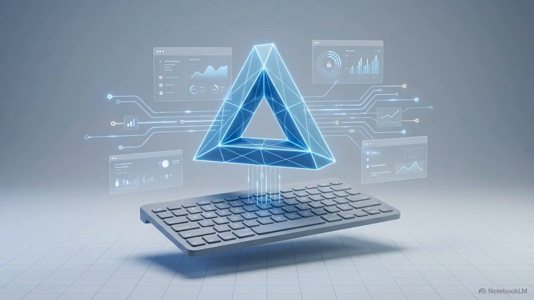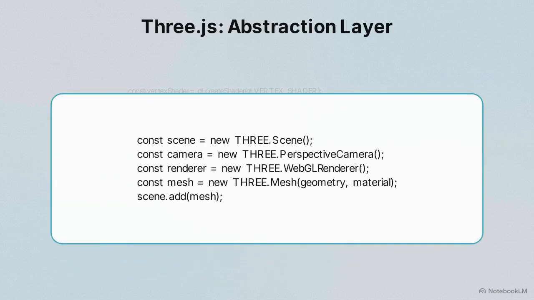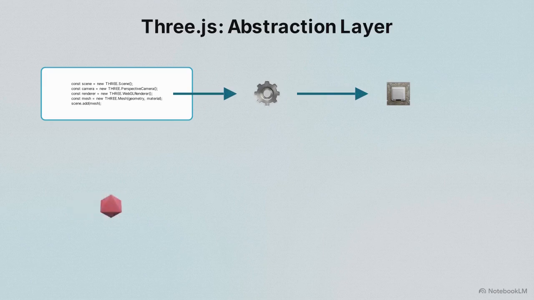In 2010, developer Ricardo Cabello, known online as Mr. Doob, released an open-source library called Three.js to bridge this gap. Three.js functions as an abstraction layer. In software, an abstraction layer is a tool that hides complex, low-level technical operations behind a simplified, human-readable command set. It allows a developer to write 5 lines of standard JavaScript, which the library translates for the GPU. That translation takes a flat 2D triangle and inflates it into a 3-dimensional cube with dynamic lighting and real-time shadows.